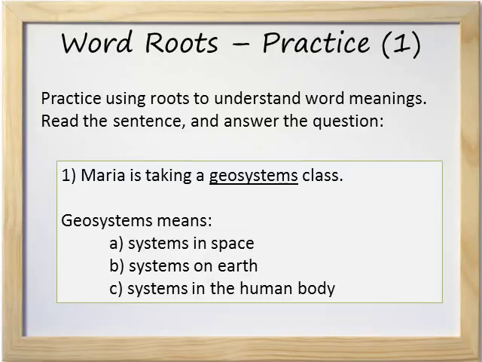Now remember, we don't need to know the word geosystems to be able to answer this question. We can guess the meaning of the word because we know the root, geo. The answer is B, systems on Earth, because geo means Earth.